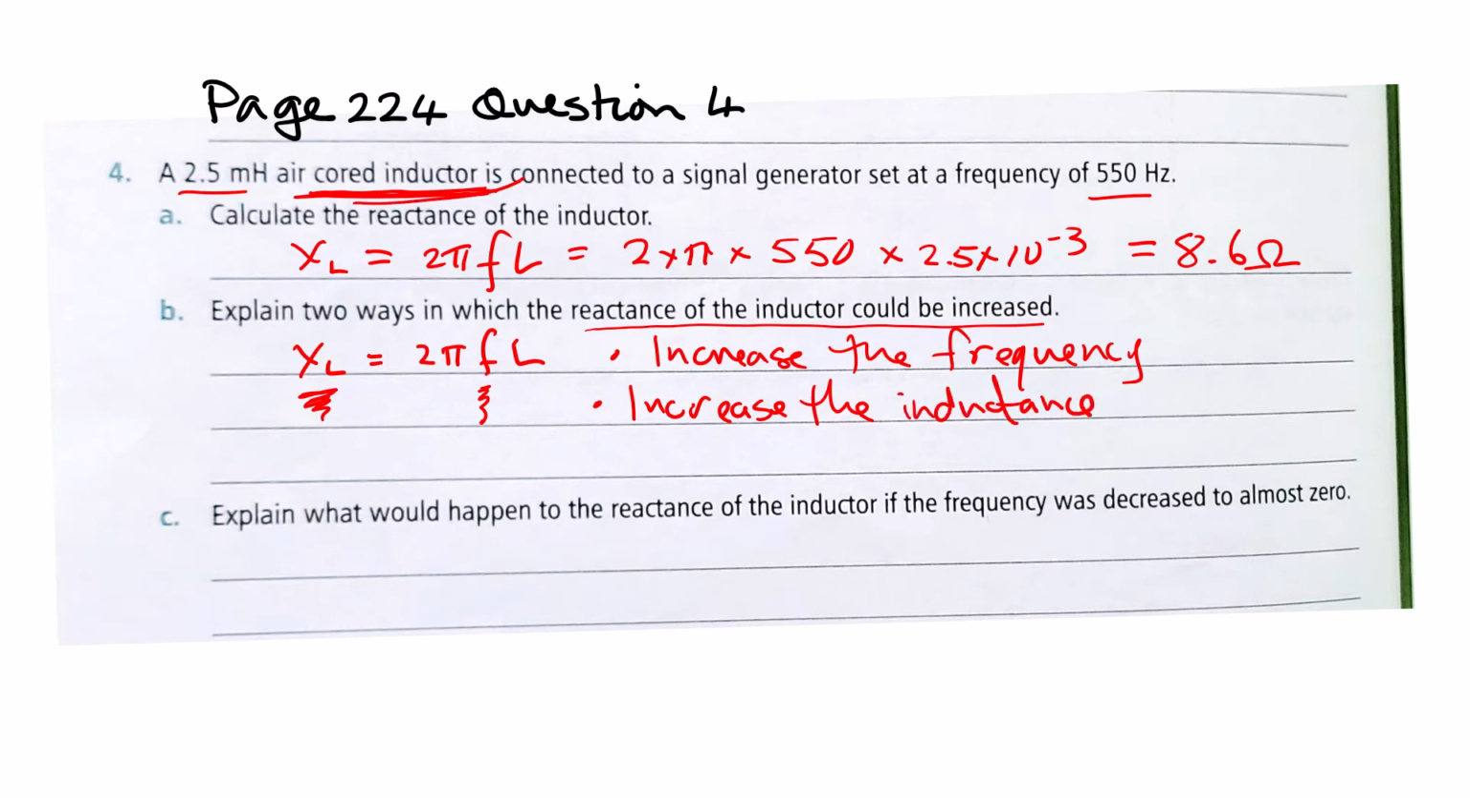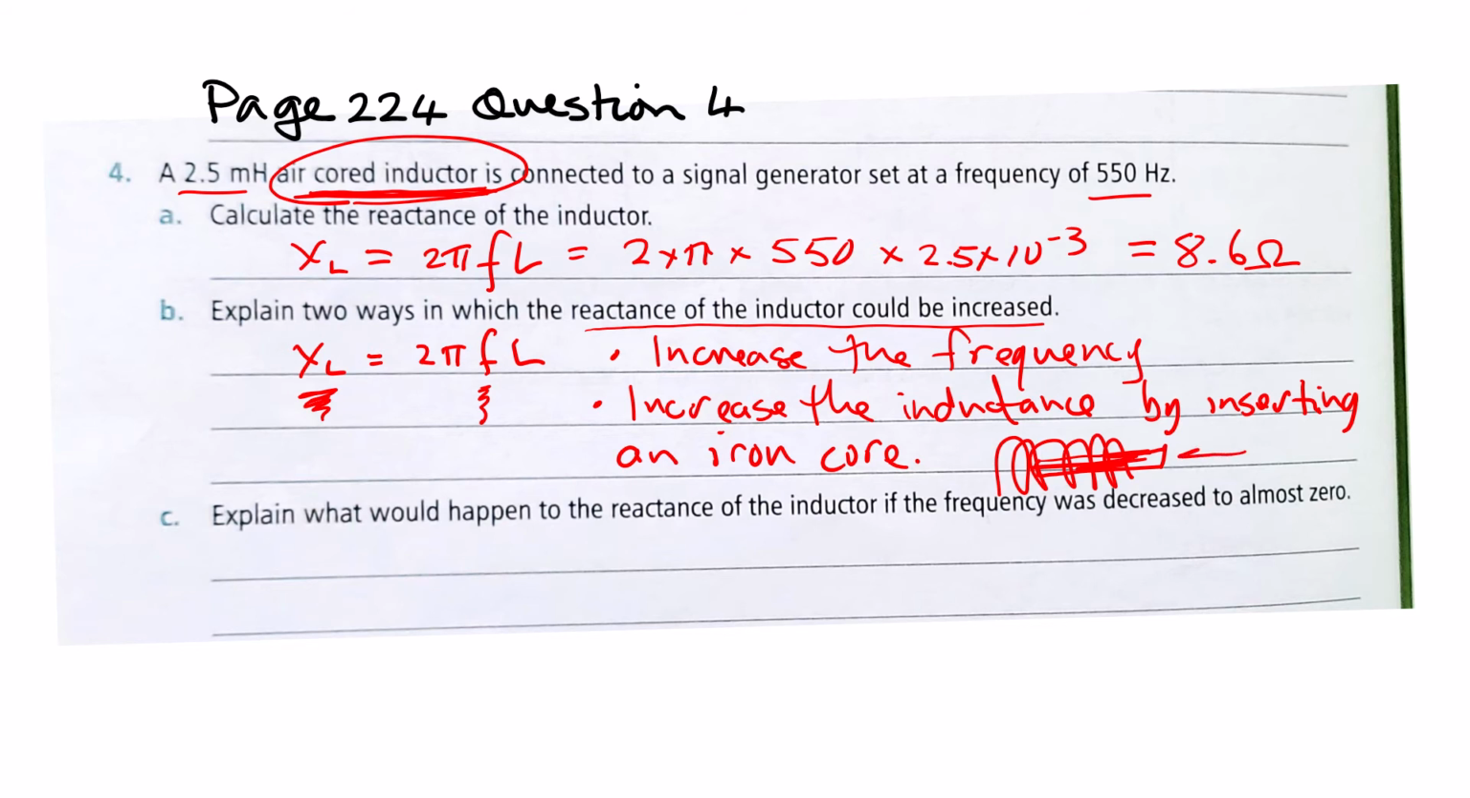And I mentioned before it was air cored, so we could insert an iron rod in there, an iron core, to increase the inductance. And this is actually how some variable inductors work, by having a coil and an iron rod which can be put in or brought out of the inductor, and that will change the inductance of the coil.